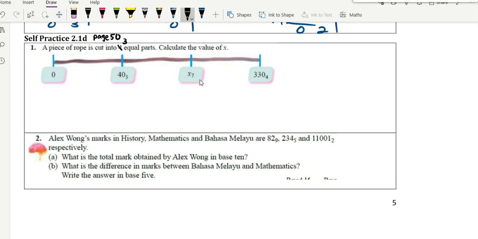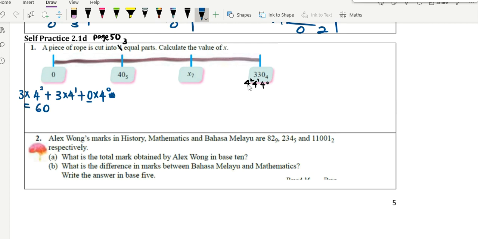Where's x? X base 7 here. What should you do now? You see they are all different bases. So you can convert back to base 10 first. You take this value and convert back to base 10. When you want to convert back to base 10, it's 4 to the power 0, 4 to the power 1, 4 to the power 2. I'm going to start multiplying from the first value here, 3 times 4 to the power 2, plus 3 times 4 to the power 1, plus 0 times 4 to the power 0. Anything times 0 equals 0.